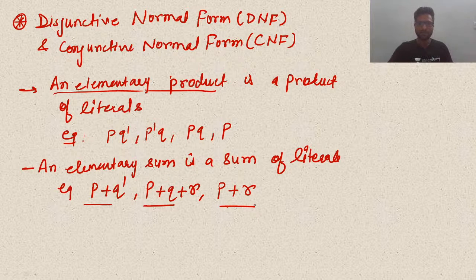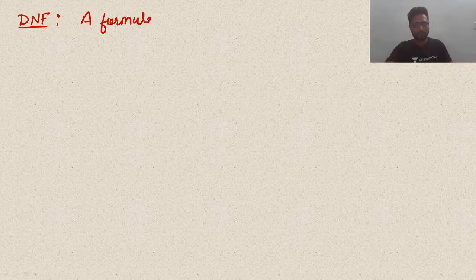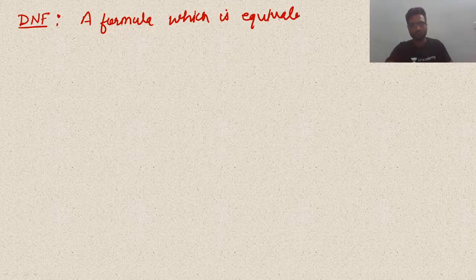So you understood what is an elementary product and what is an elementary sum. That is simple. A product of literals is known as an elementary product, and a sum of literals is known as an elementary sum. So write down the next one, DNF, disjunctive normal form. We can say that it is a formula which is equivalent to a given formula.